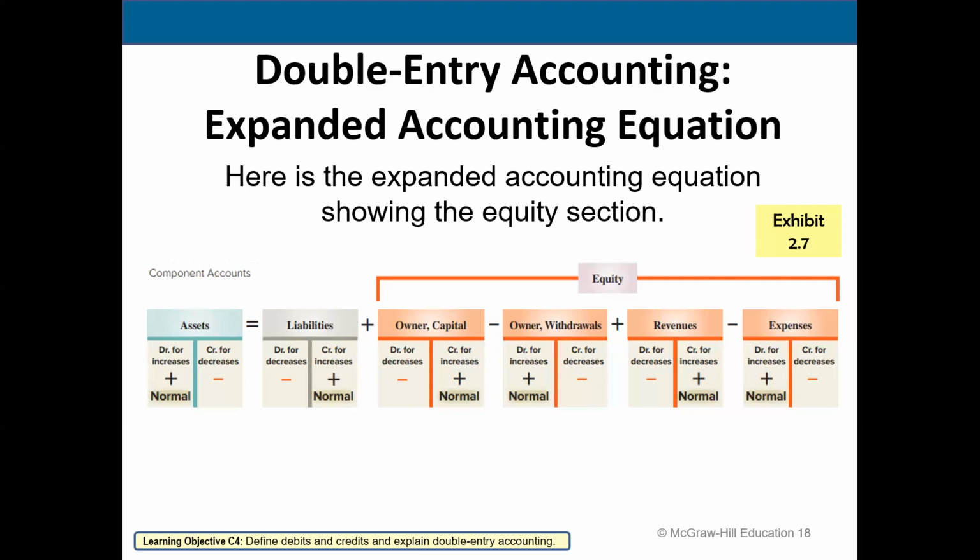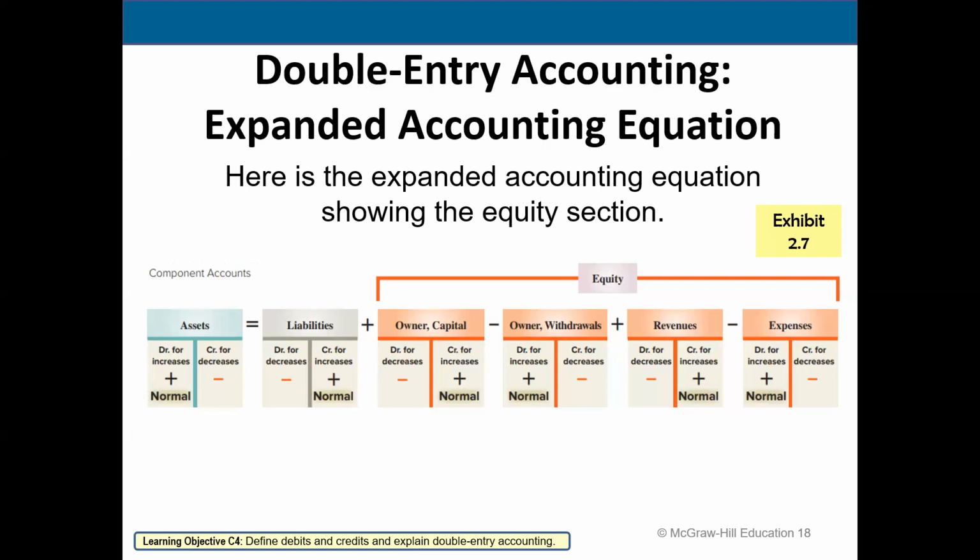For example, if I were to buy an asset, let's say I buy a piece of equipment for cash. In that case, I would have an increase to an asset called equipment, so we would debit the equipment, and a decrease to an asset called cash. And so we would credit the asset cash. And the way this works is there's always an equal amount of debits and credits for any transaction, and it always balances.